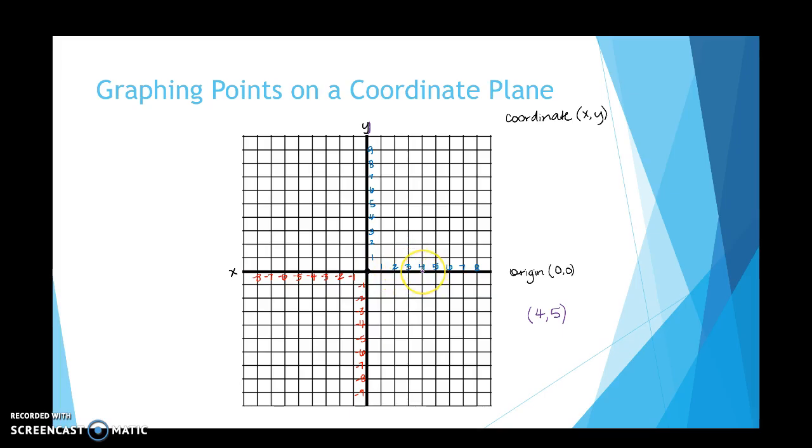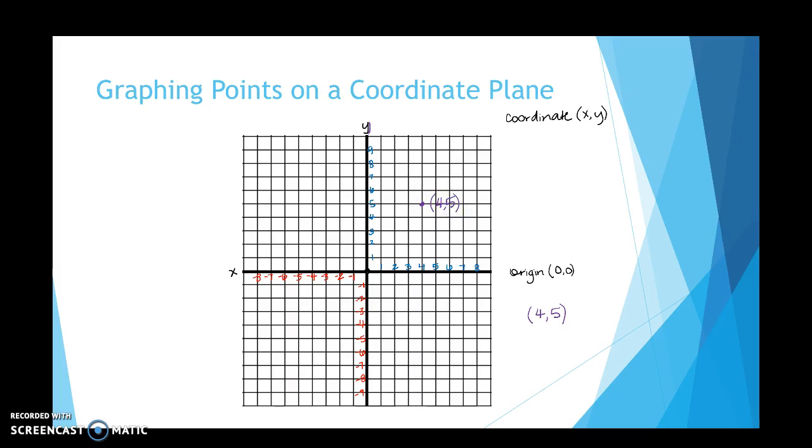And then the y is second, and you're either going to go up or down. Up if it's positive, down if it's negative. Since it's a positive 5, I'm going to go up 5. 1, 2, 3, 4, 5. So this here is the point 4, comma, 5.